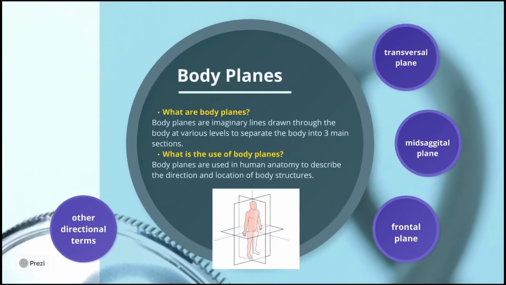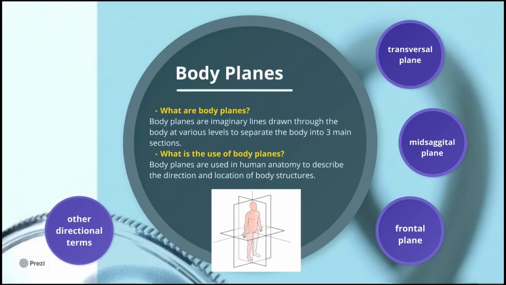Now we're going to talk about body planes. What are body planes? Body planes are imaginary lines drawn through the body at various levels to separate the body into three main sections. What is the use of body planes though? Body planes are used in human anatomy to describe the direction and location of body structures. We have three body planes: the transversal plane, mid-sagittal plane, and frontal plane.